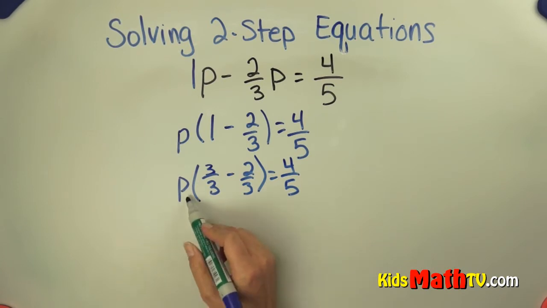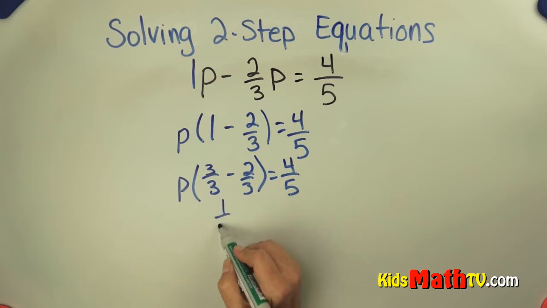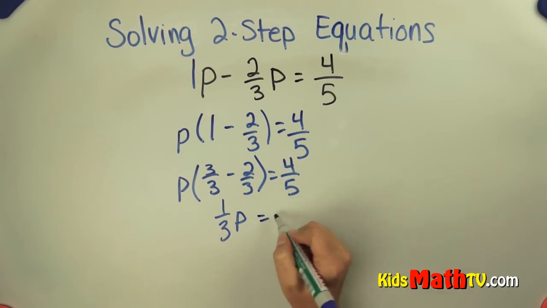Now I have p here. This is 3/3 minus 2/3 is 1/3 p. I'm going to use the commutative property. I can multiply p at the front or at the back, equals 4/5.